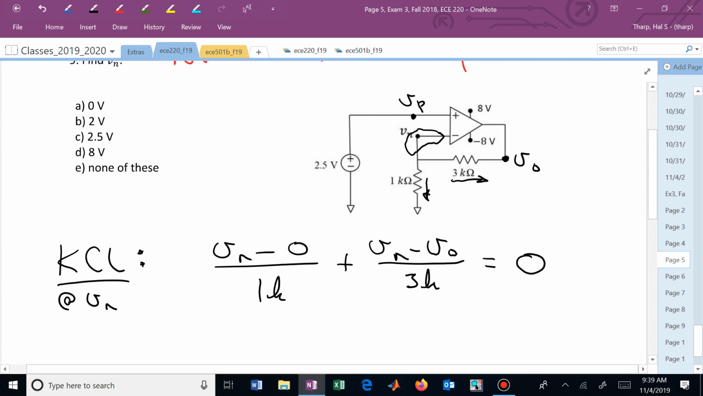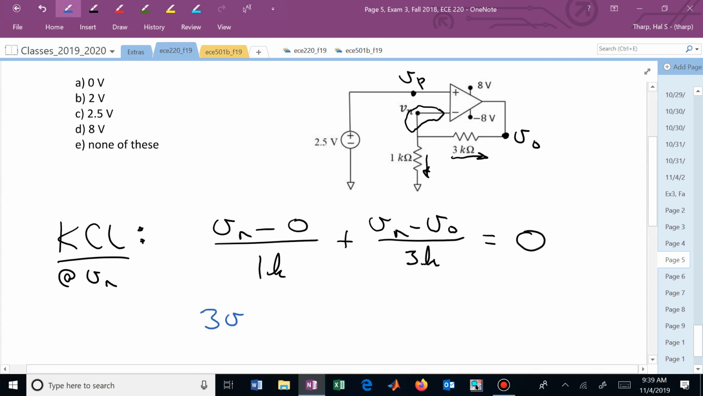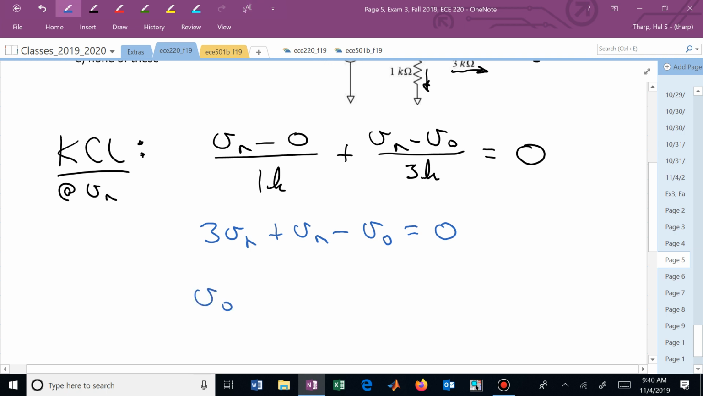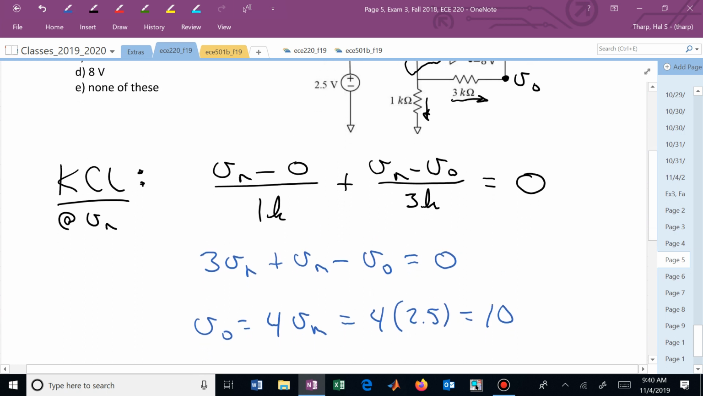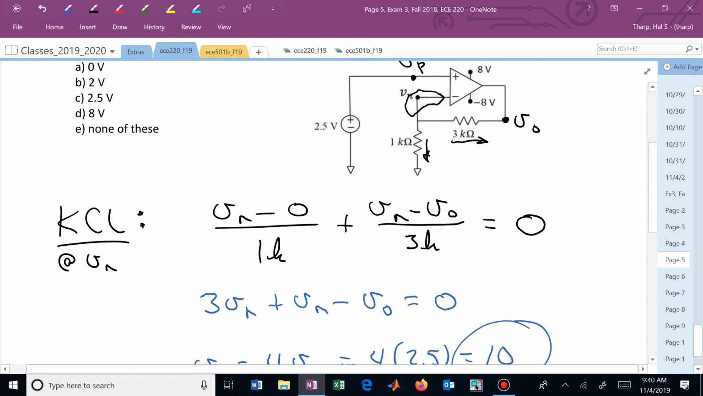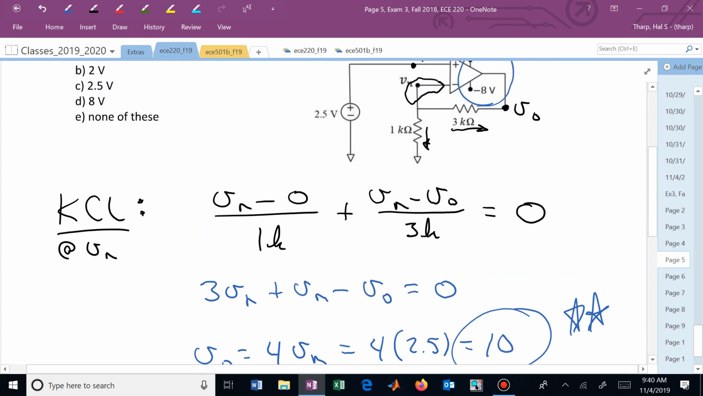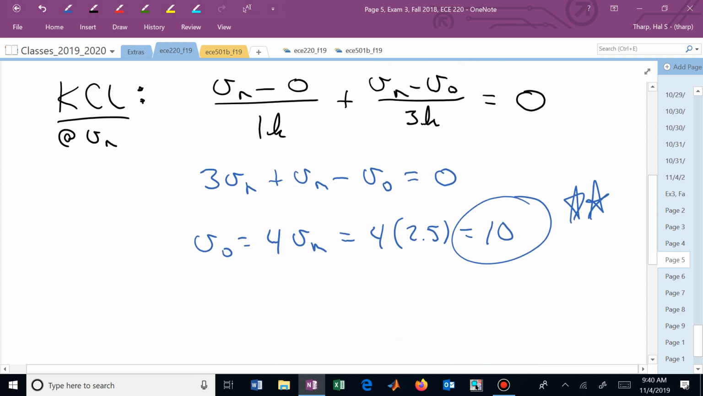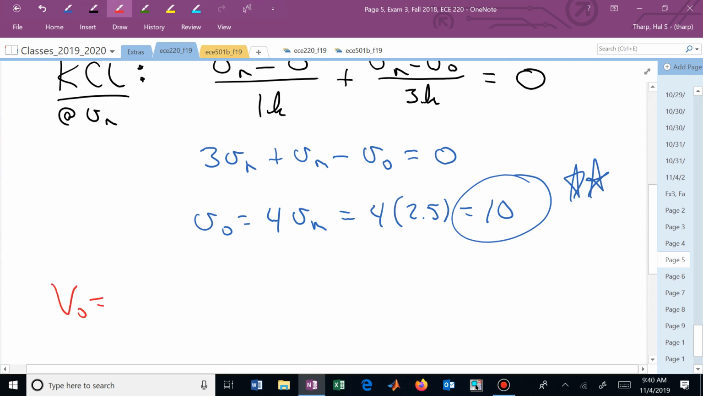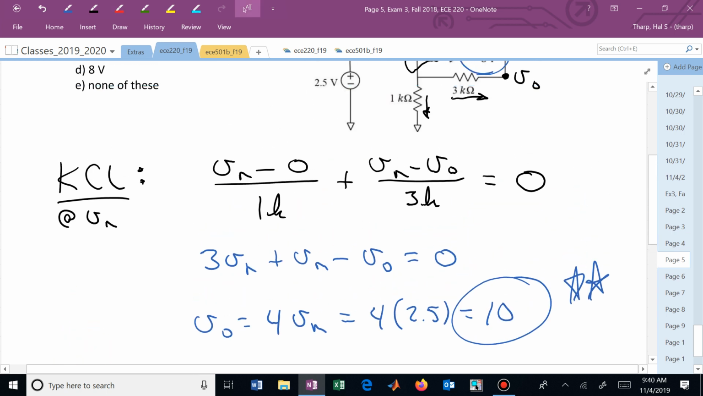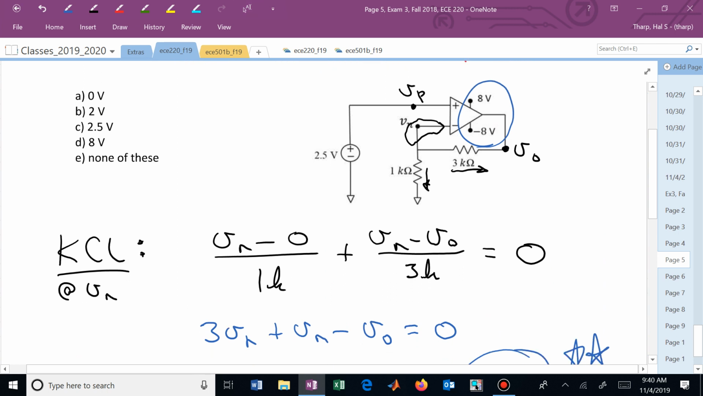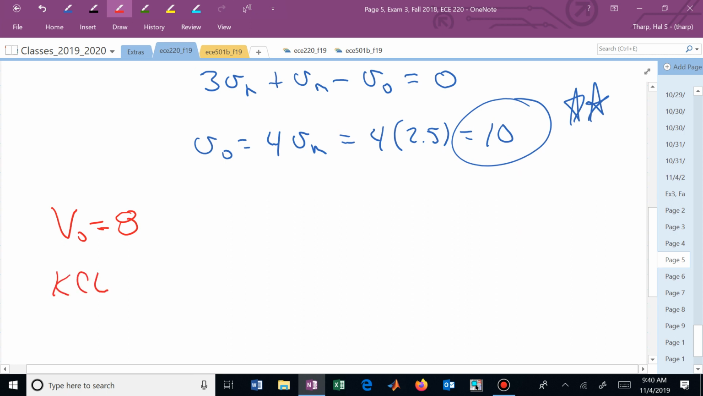We can now multiply through by 3k and say we have 3Vn plus Vn minus V0 is equal to 0. Or V0 is now 4Vn. Vn we said under the original assumption was 2.5, that's 10. And now we look back and we say, let's compare this to those pins. Alarm, alarm, alarm. So in fact, V0 is what? It's saturated as close to 10 as it can be, but that's 8. So now it's 8. Now we have to go back and redo our KCL to find V sub n.